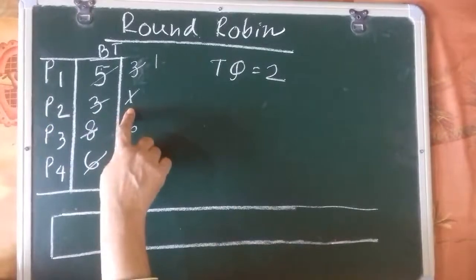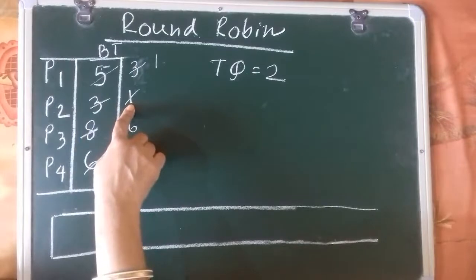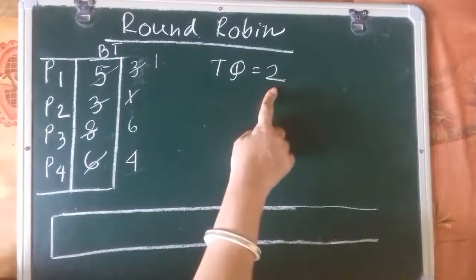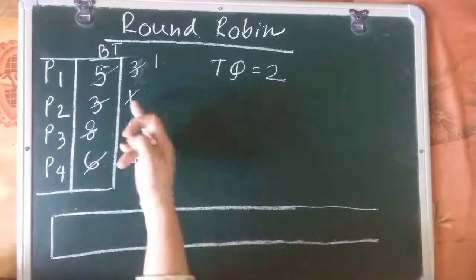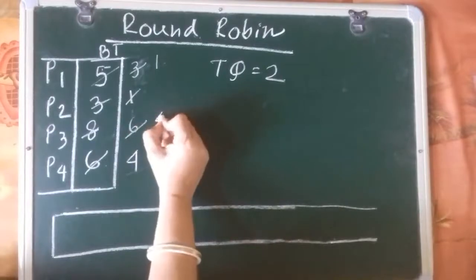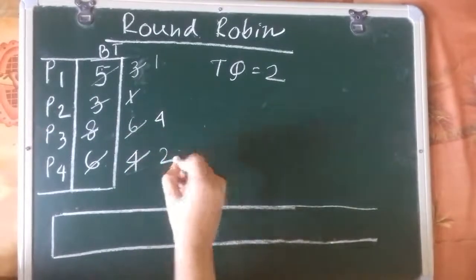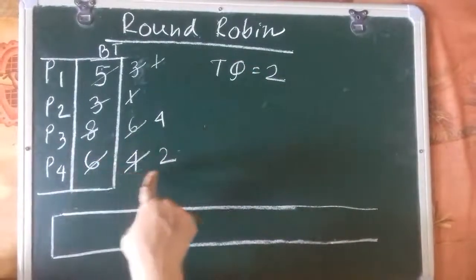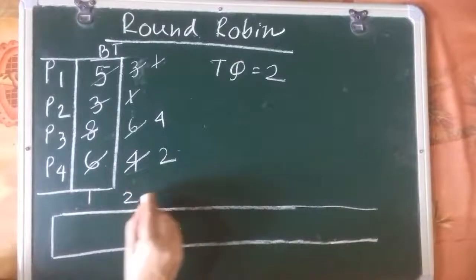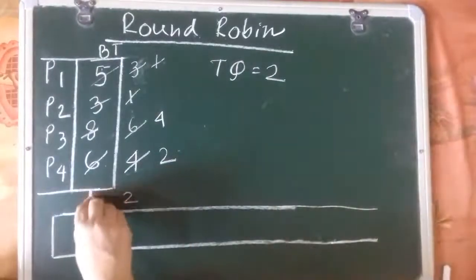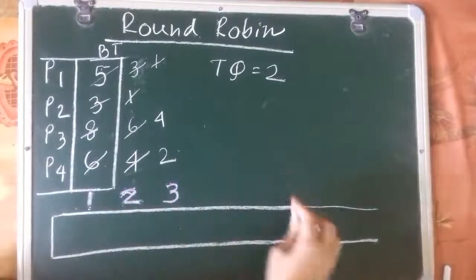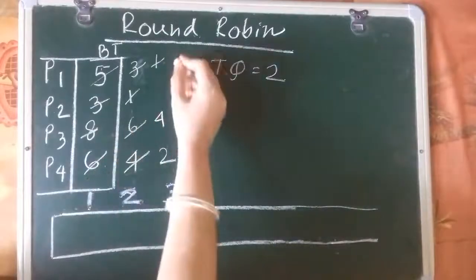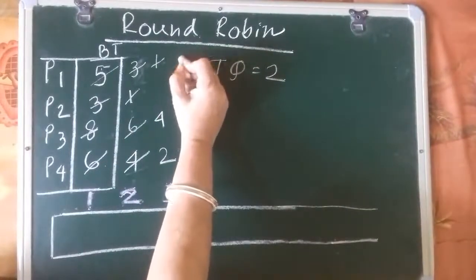At that moment P2 needs 1 unit of time with the CPU, but the time quantum is 2. P2 will release the CPU after 1 unit of time. This will be left out with 4, and this will be left out with 2, because the time quantum is 2. This is the first time, second time, third time; the CPU is given to processes on a circular basis.